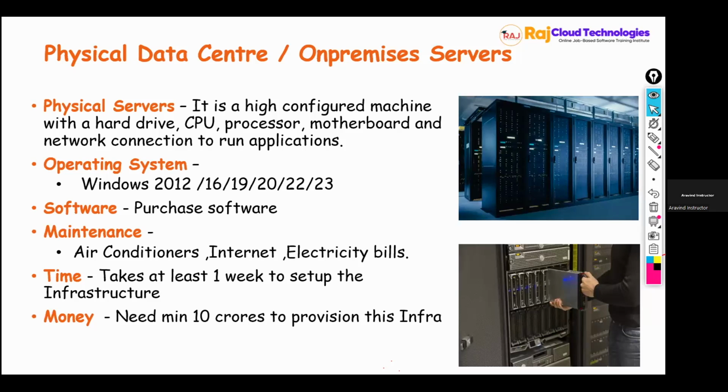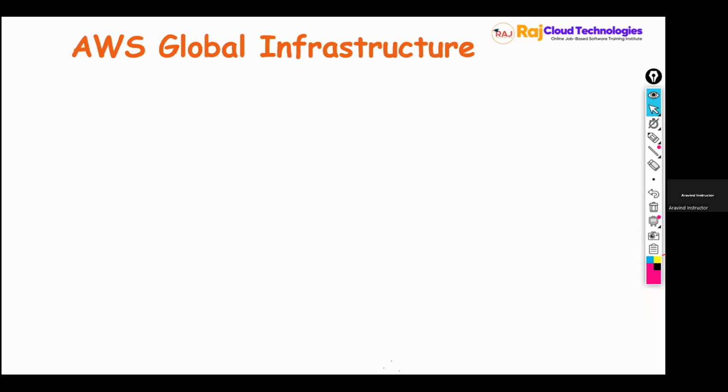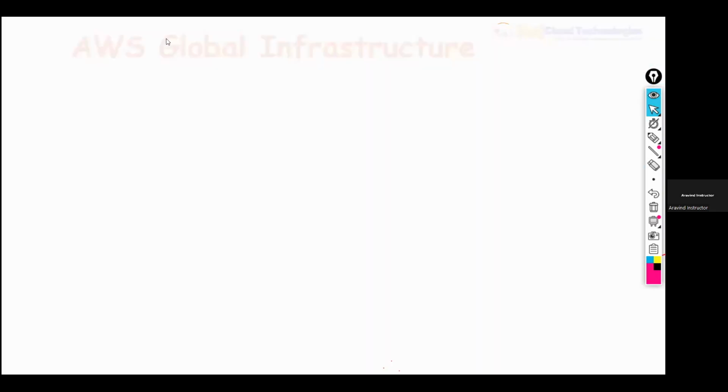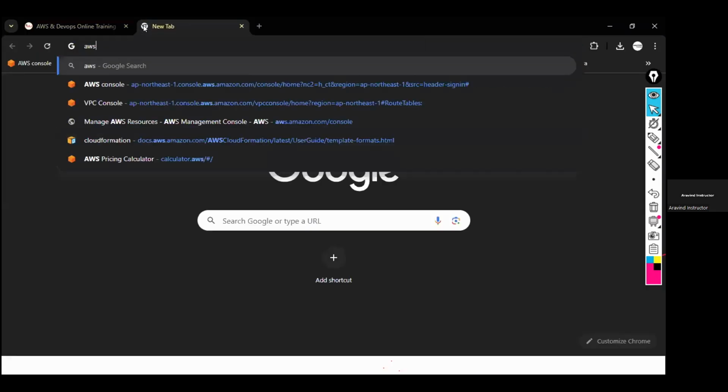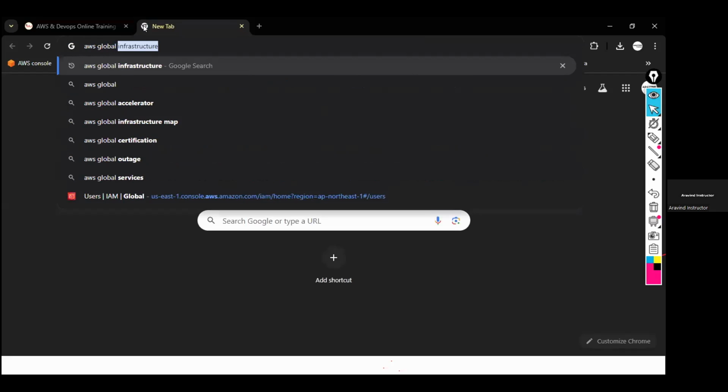So how can we address these issues which we are facing in a physical data center? Yes, we can address these issues. How? Let's see. Amazon company, you know, right? This Amazon company is setting up infrastructure in different parts of the world. Like Amazon has set up their data centers across the globe in different countries. Let's see. AWS Global Infrastructure.